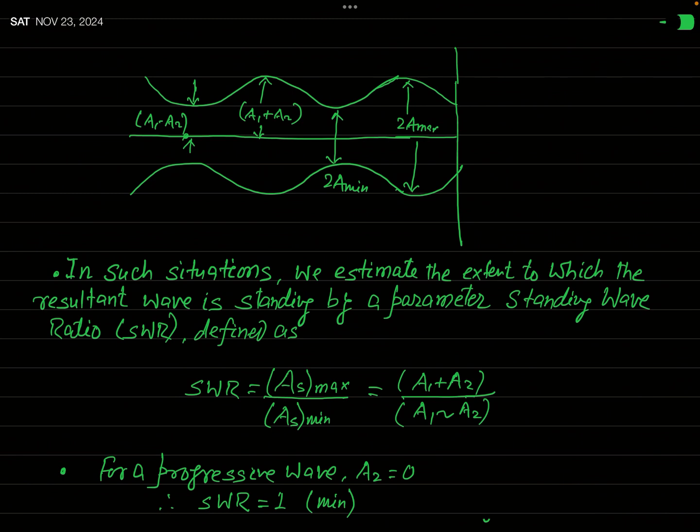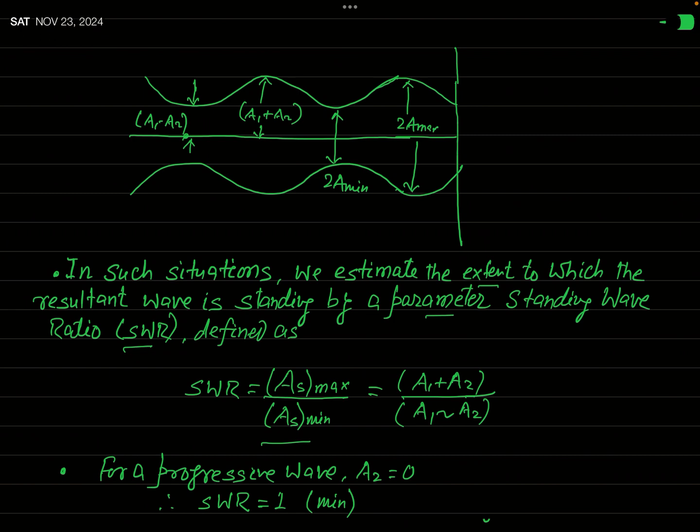Now, what is the degree of the stationary wave in this wave? That is measured in terms of a parameter called the standing wave ratio. So I have mentioned here, in such situations we estimate the extent to which the resultant wave is standing by a parameter, the standing wave ratio, SWR. And how is this SWR defined? It is defined as A_S maximum divided by A_S minimum.